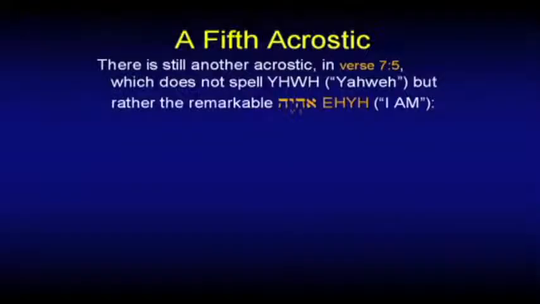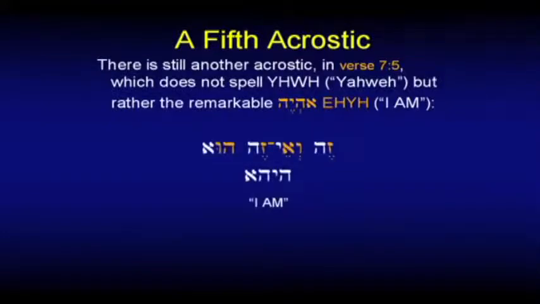Well, there's a fifth acrostic that has a little different picture. It's in chapter 7, verse 5. It doesn't spell Yod Heh Vav Heh, Yahweh, as some people would say, but rather the remarkable Ehyeh, the I am that I am, the name that God used from the burning bush.